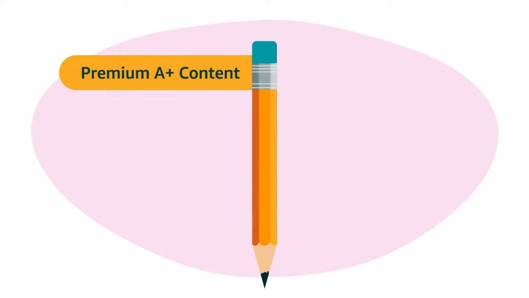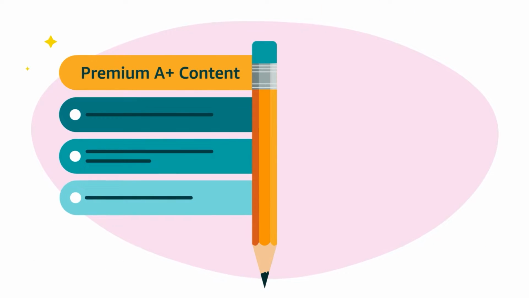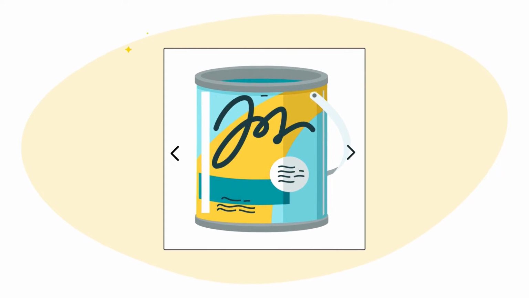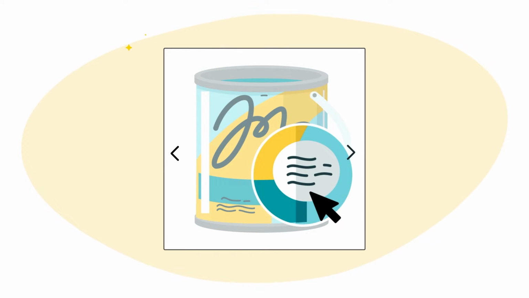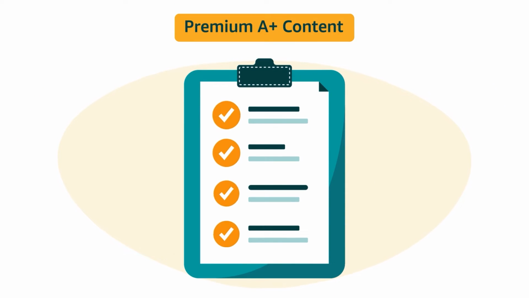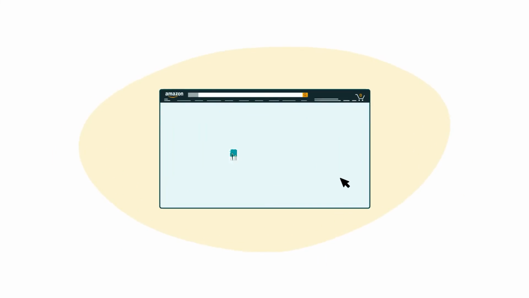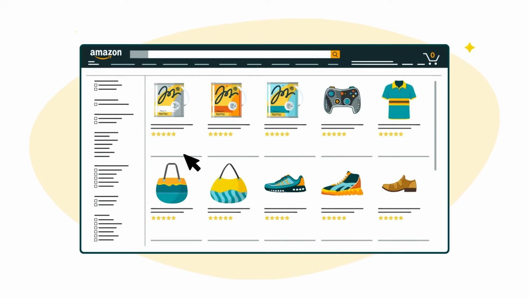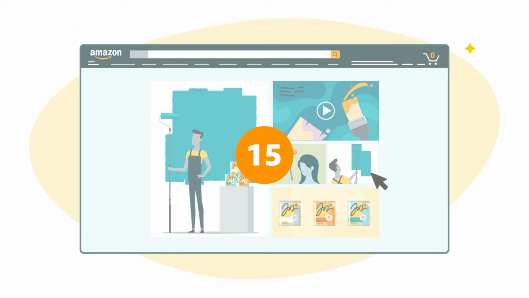With premium A-Plus content, you have all the features that basic A-Plus content has, as well as enhanced features such as larger images, interactive hover hotspot modules, and a navigation carousel. Note that premium A-Plus content has its own eligibility criteria. You must have already published A-Plus brand story content to all ASINs within your catalog, and you must have had at least 15 A-Plus content project submissions.